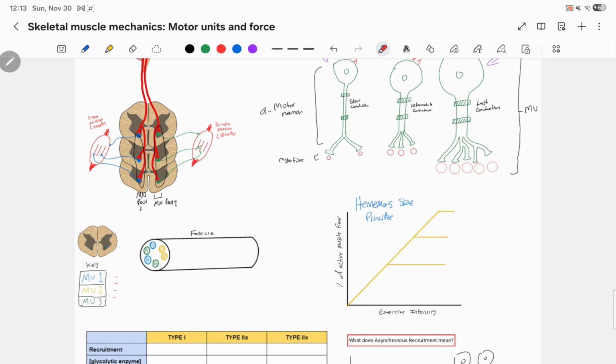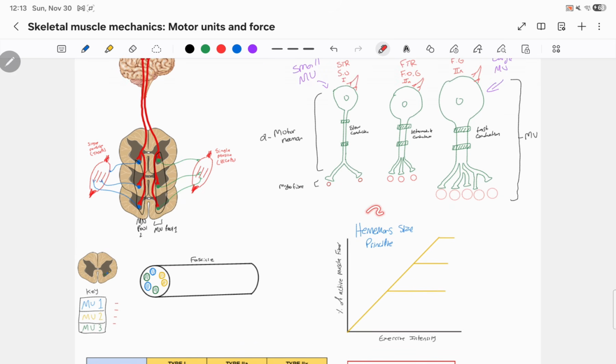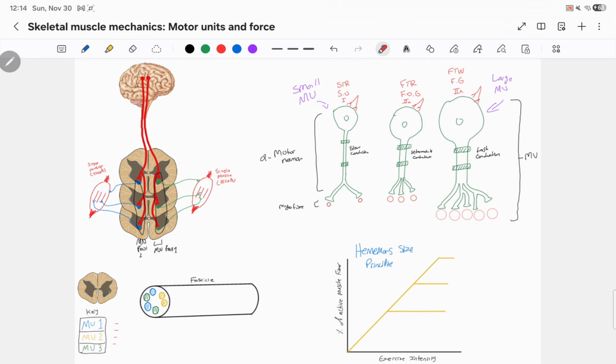And I said this has multiple benefits. It allows for gradation of force, okay? It allows me to pick up a water bottle without using this type 2X fiber and forcefully picking it up and slamming it to my head. It allows me to perform fine movements by recruiting this small motor unit first. The smaller the motor unit, the finer the movement can be done.